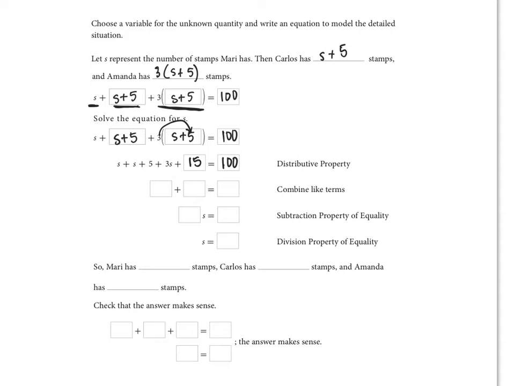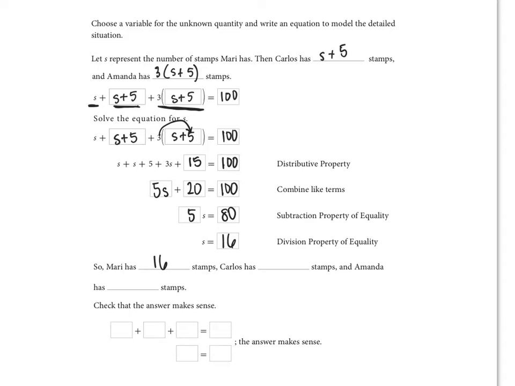I got S plus 3S is a total of 5S. And then 5 plus 15 gives me 20. Subtract 20 on both sides, and 5S equals 80. Then divide 5 on both sides, and S equals 16. So S equals 16. You have to remember what S represents, what it means. It means the number of stamps that Mari has, which is 16.